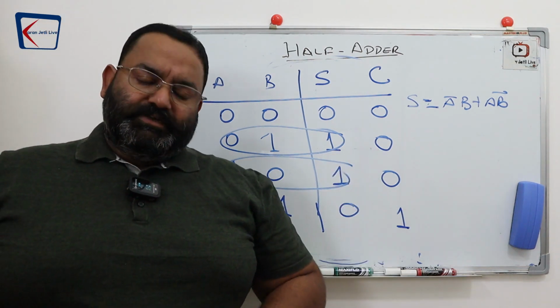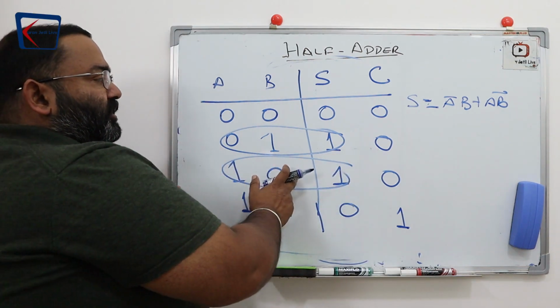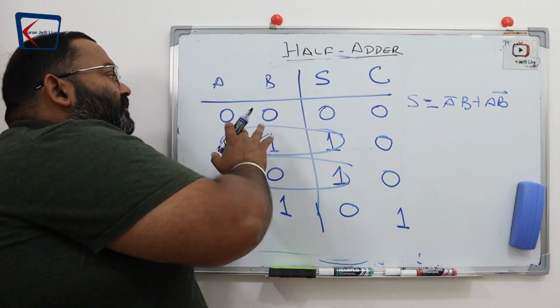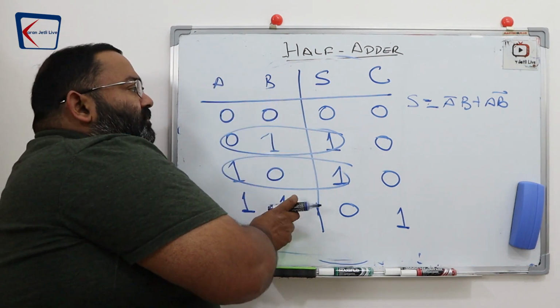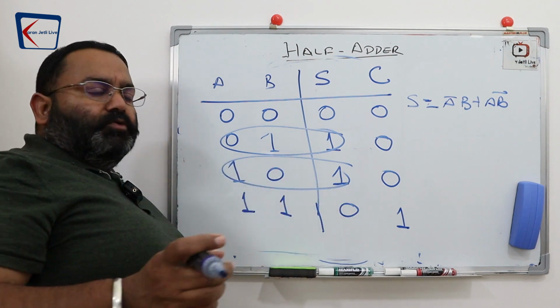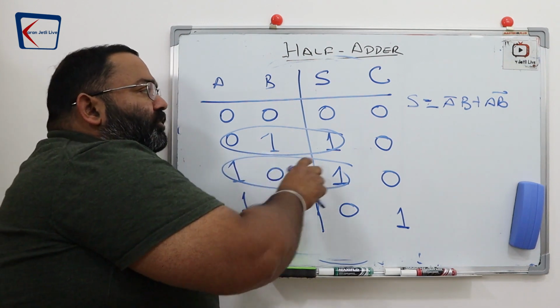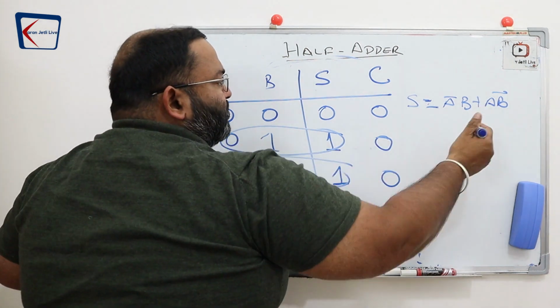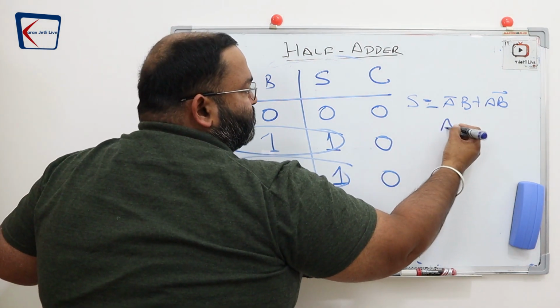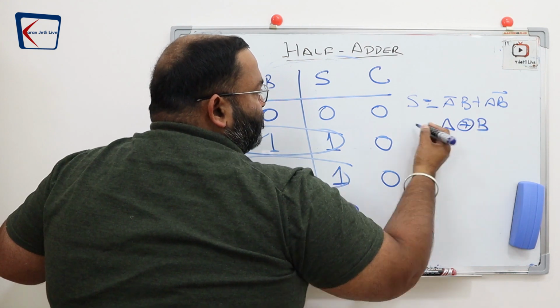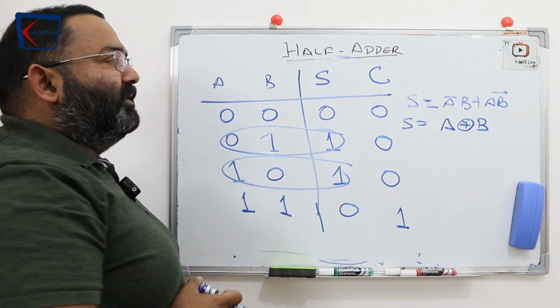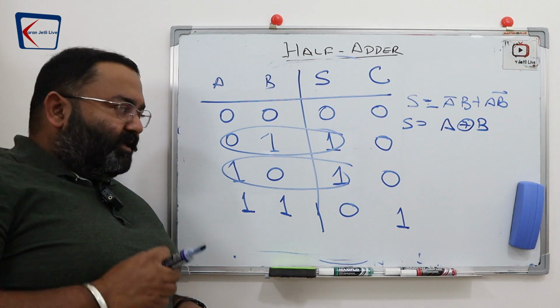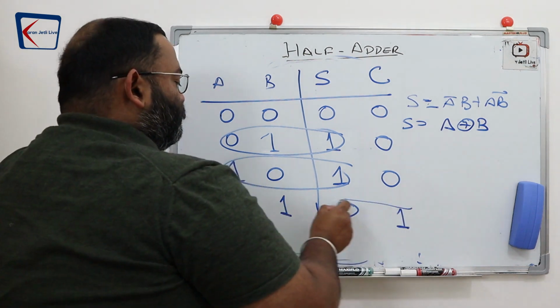Which Boolean operation is it? It is an XOR operation. XOR operation says if both the inputs are similar, the output is going to be 0. And if both the inputs are not equal, the output is going to be 1. So A complement B plus AB complement gives me A XOR B. That is my sum.